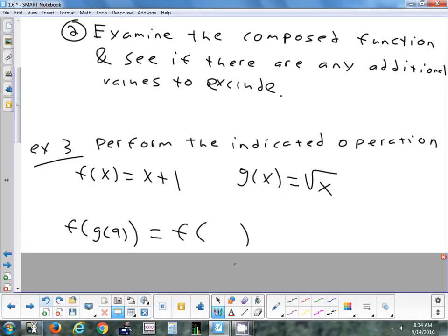Okay, g of 9. So I'm going to look at function g. I'm going to plug in a 9. So that's the square root of 9, and the square root of 9 gives me 3. Now I know what g of 9 is. It's 3. So now I can find f of 3. That's going to be 3 plus 1, which gives me 4. Okay, that's how you do composition with a number. Same way you do it with a letter, except you get an answer that's numeric.